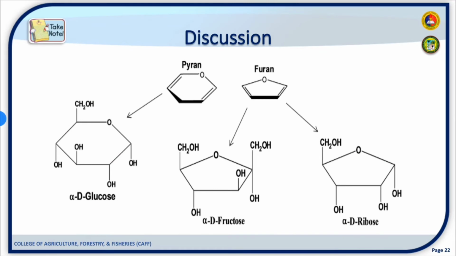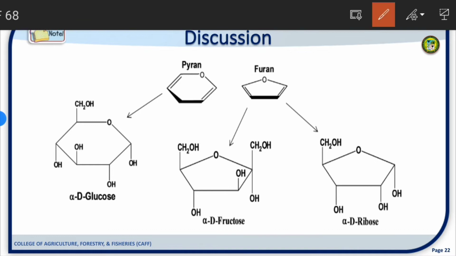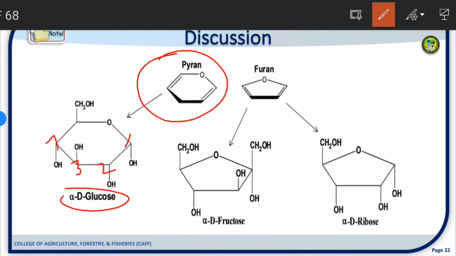In this example, we are shown the pyranose structure of glucose and the furanose structure of fructose and ribose. Let us focus on the pyranose first. A pyran contains a 6-membered ring. However, it only contains 5 carbons along with 1 oxygen. So we have here our D-glucose. Let's count the carbon atoms: 1, 2, 3, 4, and 5. And the 6th member is an oxygen atom.